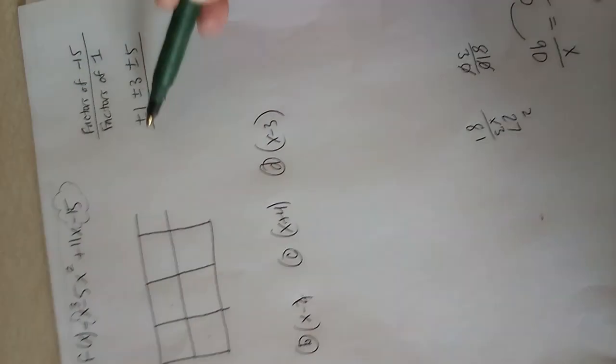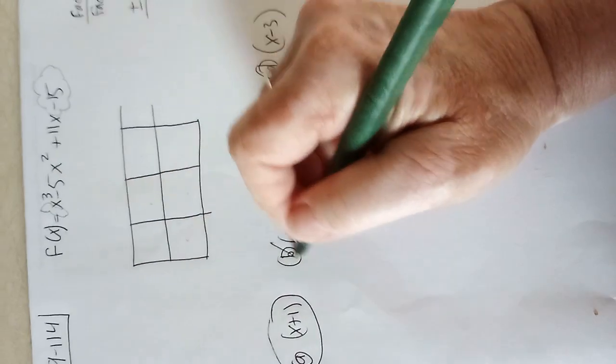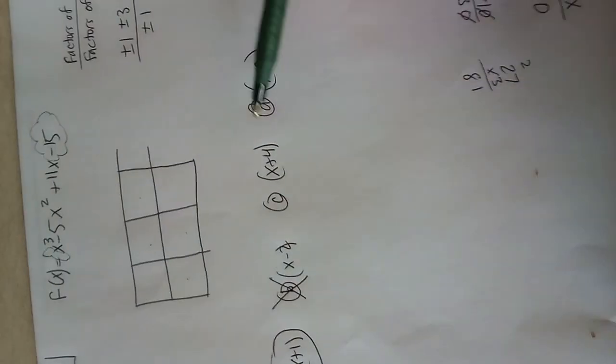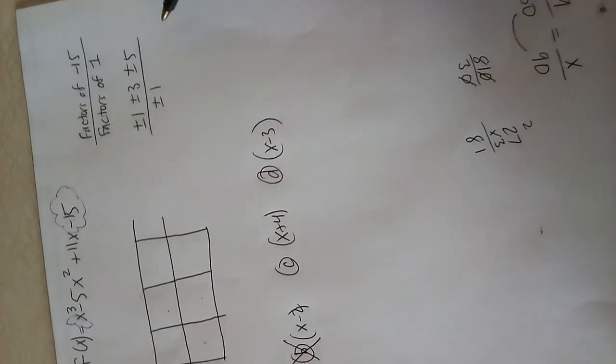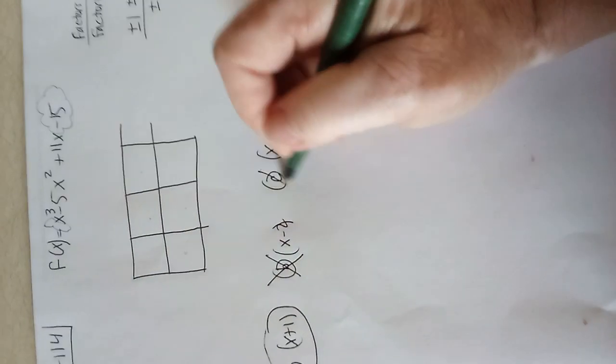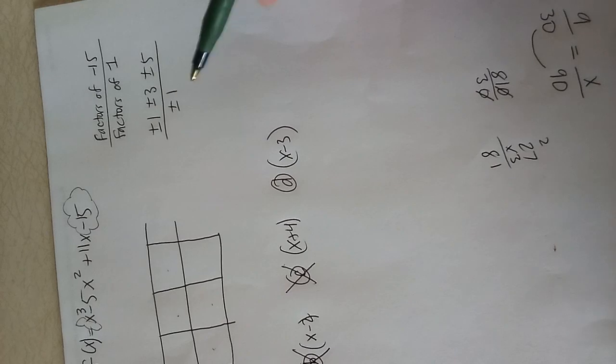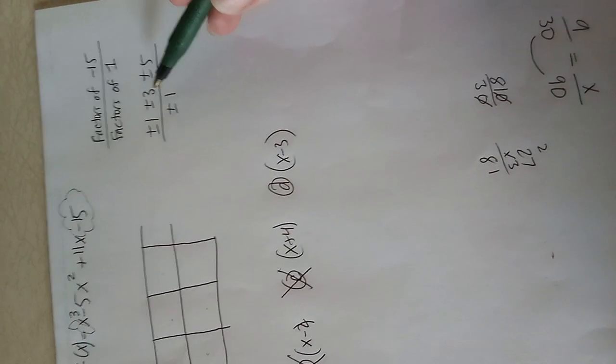2 isn't on my list, and I'll show you why in a minute. So it's not letter B. Letter C, that's a 4, so that's not on my list, and I'll show you why that doesn't work. And then 3 is on my list. It doesn't matter if it's plus or minus.